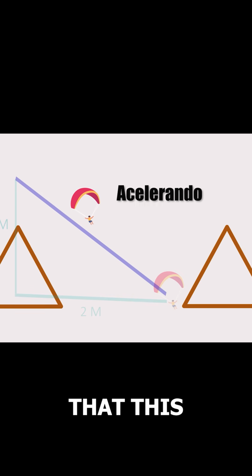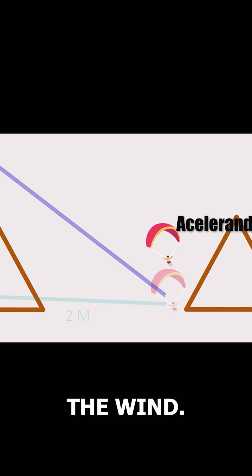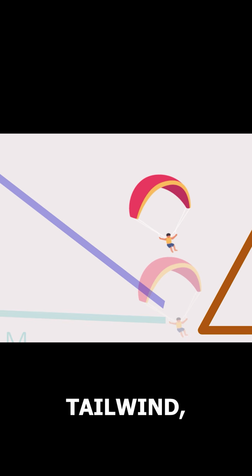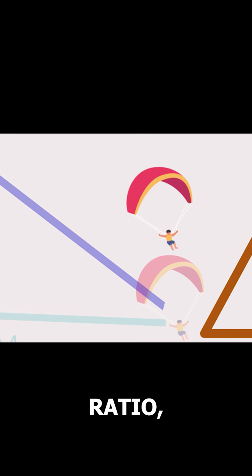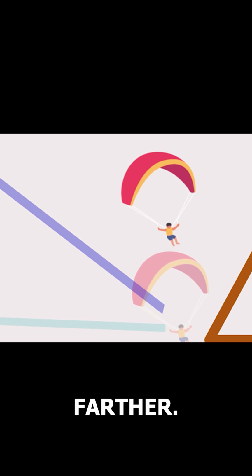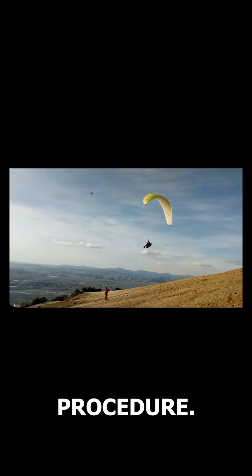Keep in mind that this optimization only happens when accelerating against the wind. If you accelerate with no wind or with a tailwind, you'll worsen your glide ratio, meaning you'll lose more altitude rather than reaching farther. A second reason to use the speed bar is as an emergency procedure.